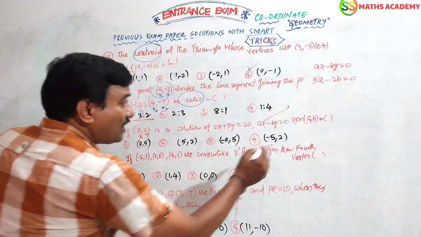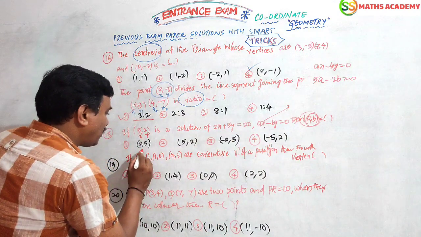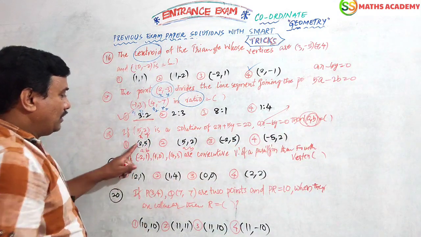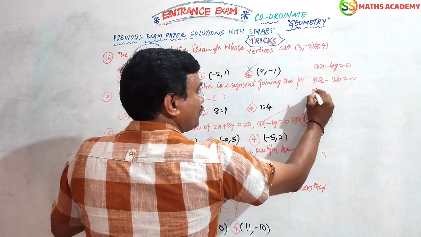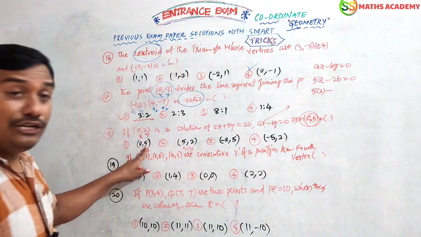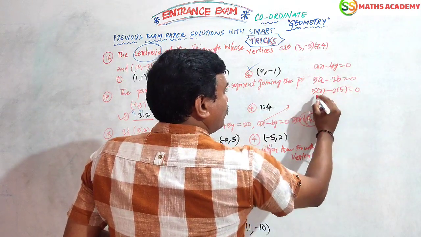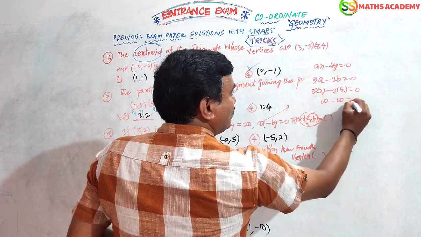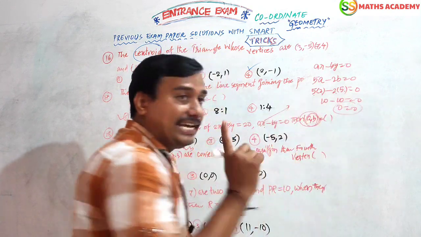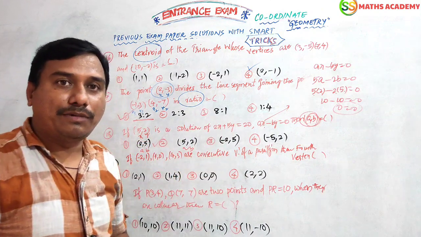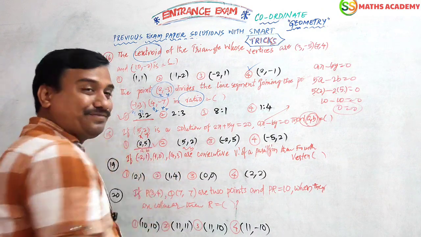Let us see. Here he is asking for (a, b), so these options are all (a, b) only. I should take the first one: a value 2, b value 5. Substitute: 5 into 2 is 10, 2 into 5 is 10, 10 minus 10 is 0. 0 equals 0, yes. LHS equals RHS, satisfied. So the perfect value is (2, 5). This is the answer.